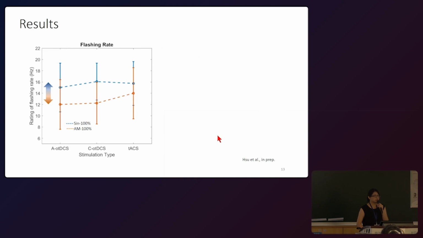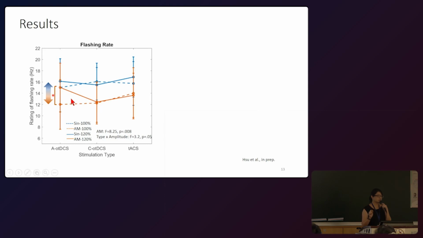And we go into another result, which is the flashing rate, how fast the subjects rate the flashing is. And you see, again, we replicate our previous findings that the amplitude modulated stimulation is much lower than the sinusoidal stimulation, no matter what kind of stimulation. But the interesting thing is that if we increase the stimulation intensity, we get an interaction here: for the causal OTPCS and TACS, there is nothing really different between the threshold or suprathreshold stimulation. But you see in the other OTPCS stimulation, increasing the stimulation intensity makes the subject see a faster flashing.